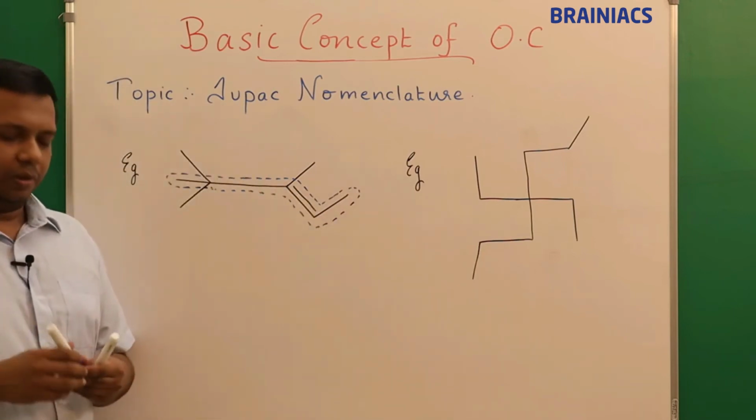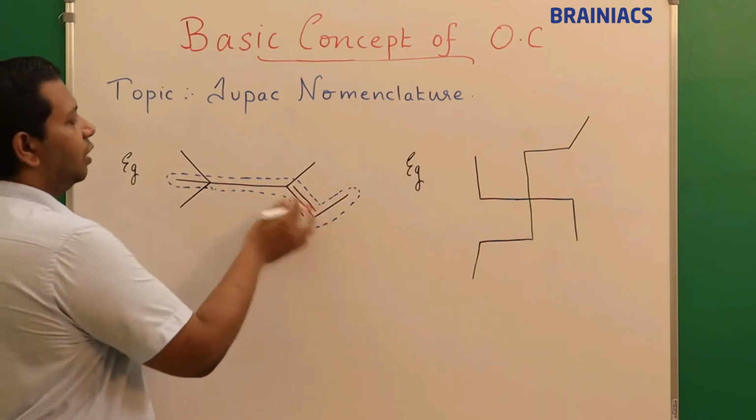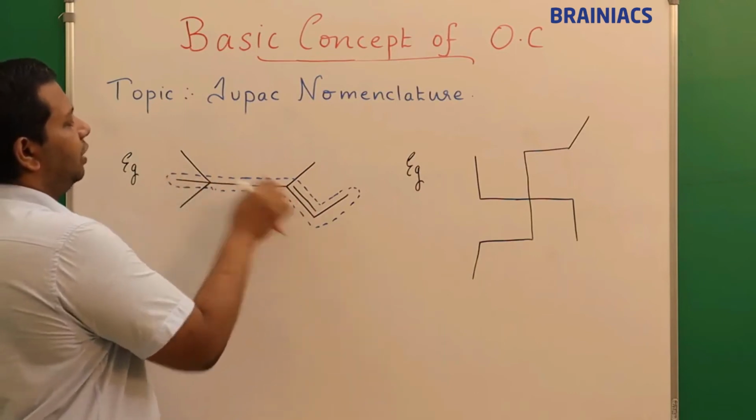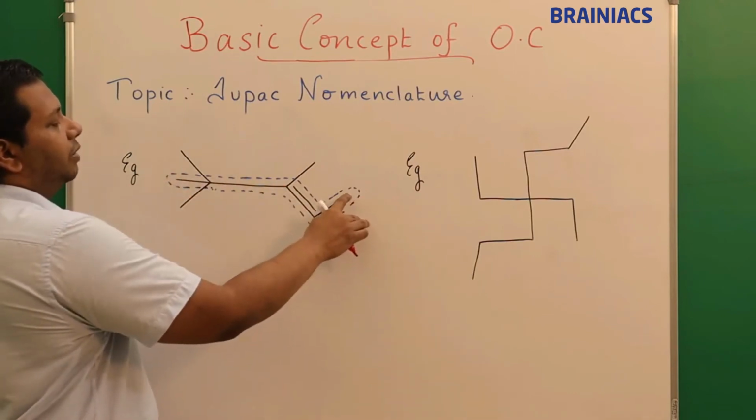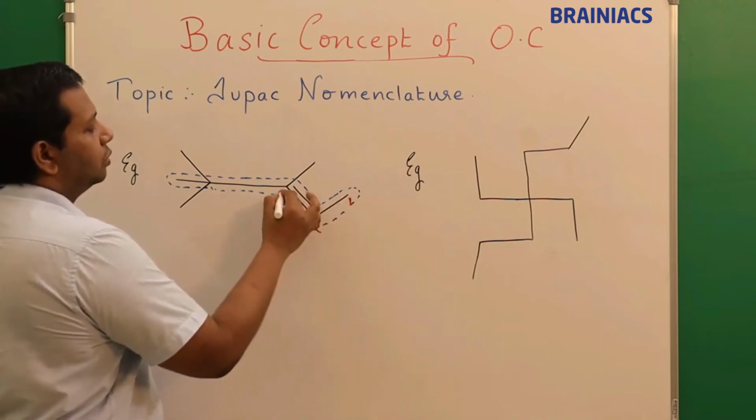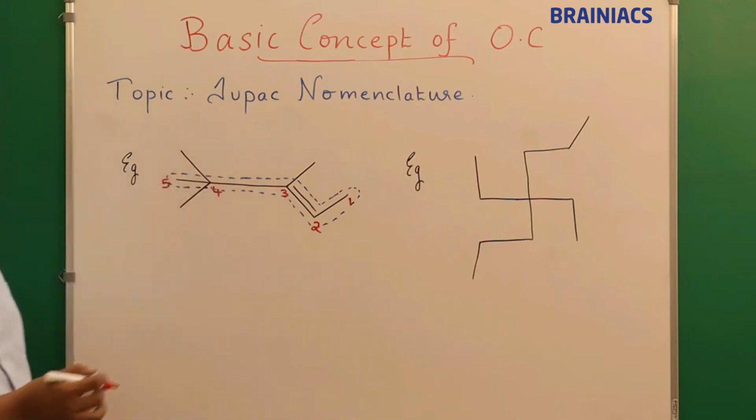Correct? Now the next thing is the numbering. You can see here the double bond should get the lowest possible number. So I should not start from here. If I start from here, 1, 2, 3, 3 is the number coming. But if I start from here, 1, 2, 2 is the number coming. So I should say 1, 2, 3, 4, 5. Correct? Now how will I put the name?